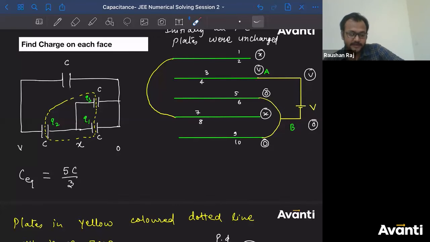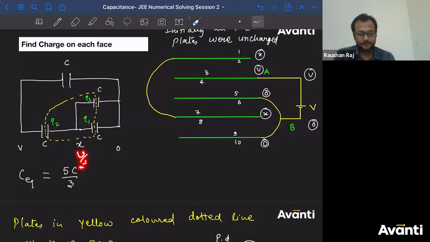If you want to verify it, put the value of X here. What did you get as the value of X? V by 3, right? What is the value of X? V by 3. There's no special meaning, I just had to teach it and tell you, nothing else. So this is X, that is V by 3.